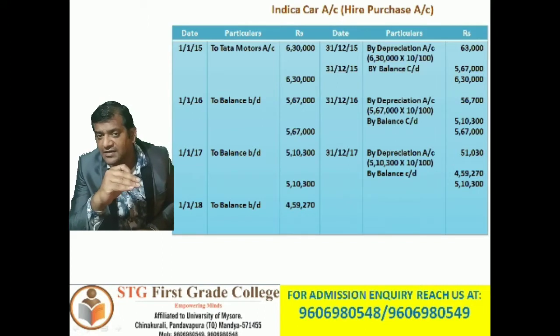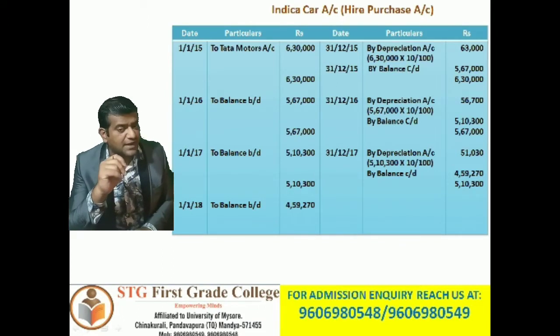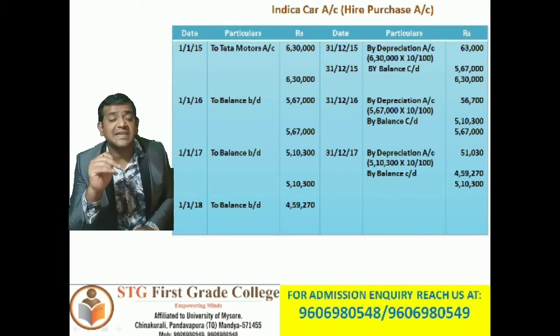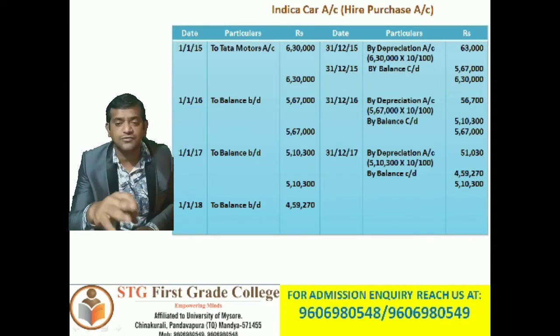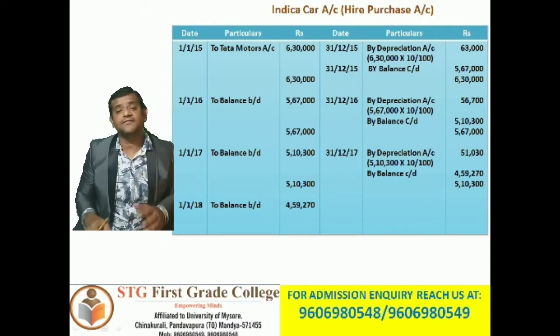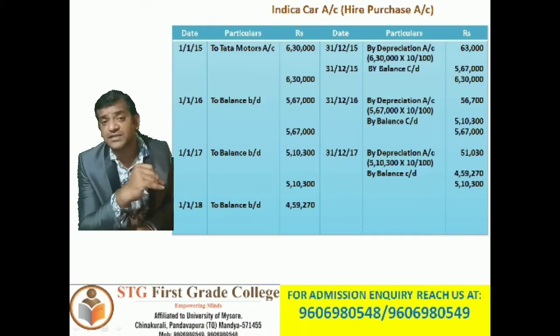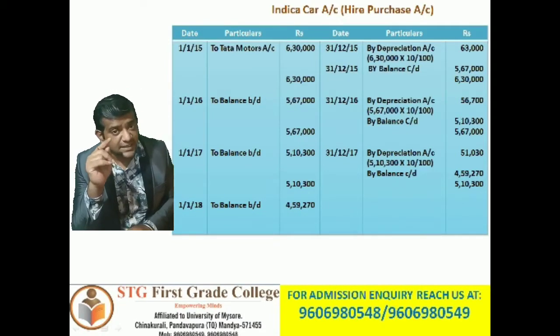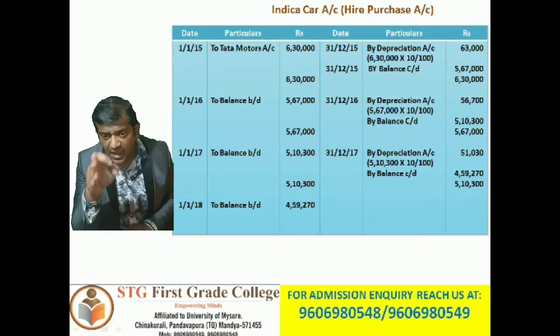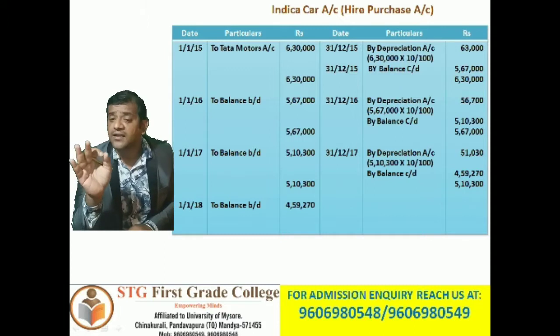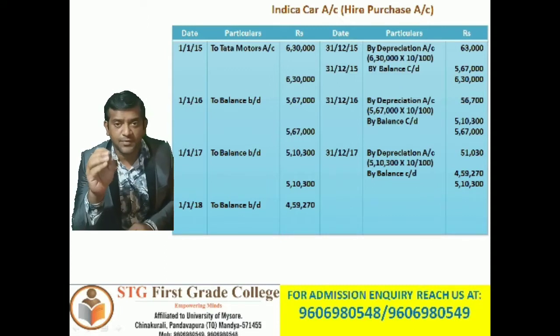Next, on 1/1/2017, to balance brought down. How much is left on the credit column? 5,10,300. Bring down that amount, 5,10,300. On the credit side, 31/12/2017 by depreciation account, 5,10,300 into 10 divided by 100, 51,030 rupees. Now find out the balance carried down figure. 5,10,300 minus 51,030, that comes to 4,59,270. See, in the previous problem we did the statement for 4 years, but in this problem he specifically said the problem has to be solved for only 3 years. I am done with the 3 years, that is 15, 16 and 17. Whatever the difference amount is there, I am bringing it down and leaving.